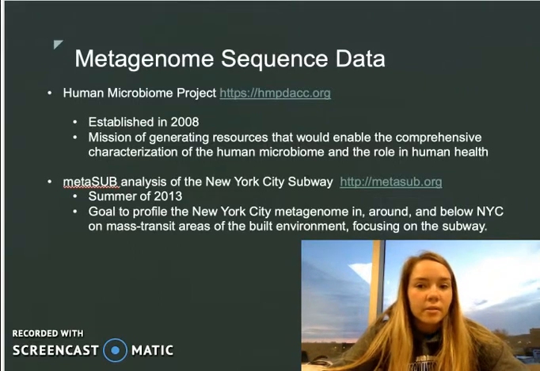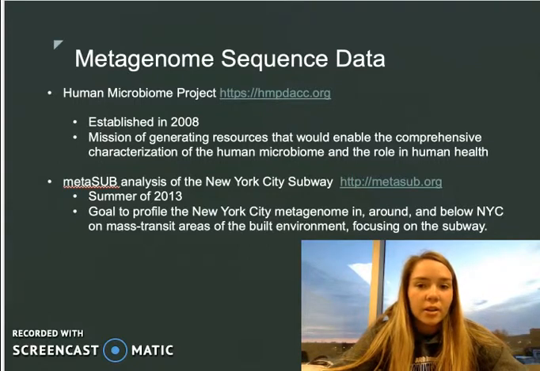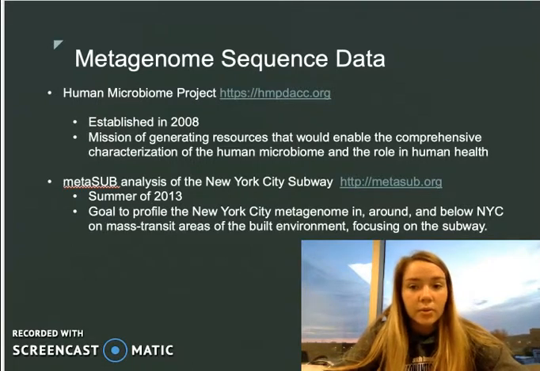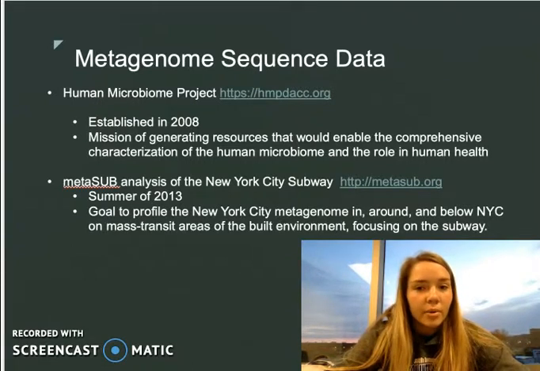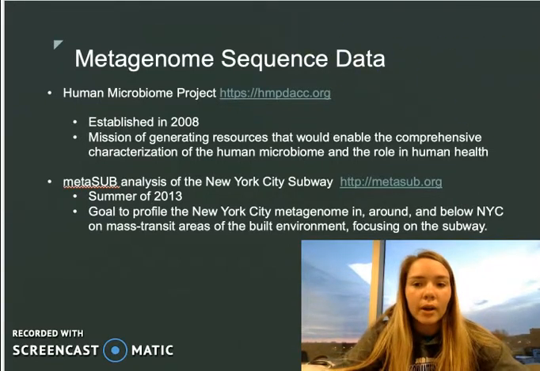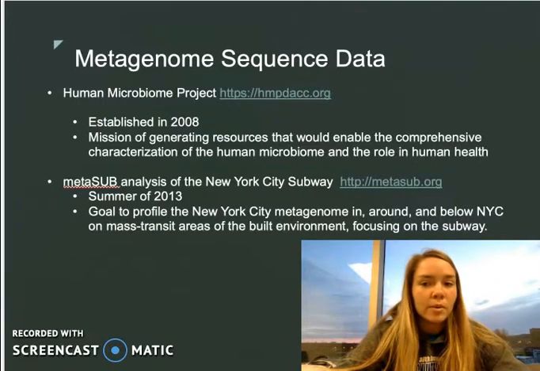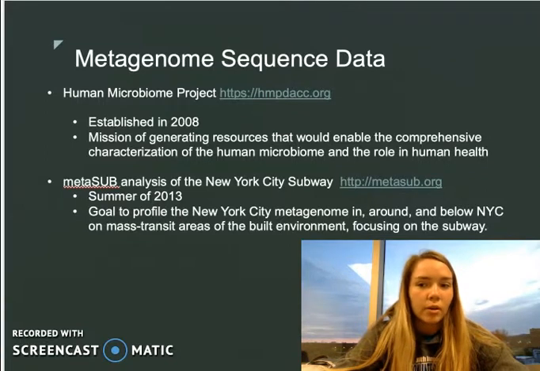Metagenome sequence data means that they didn't collect the data on their own. They obtained the data they used from 2 websites that had the desired sequences of Staphylococcus aureus. This is similar to some of the websites that we used in genetics lab. One of the sites that they used was the Human Microbiome Project. The Human Microbiome Project was established in 2008 with the mission of generating resources that would enable the comprehensive characterization of the human microbiome and the role in human health.